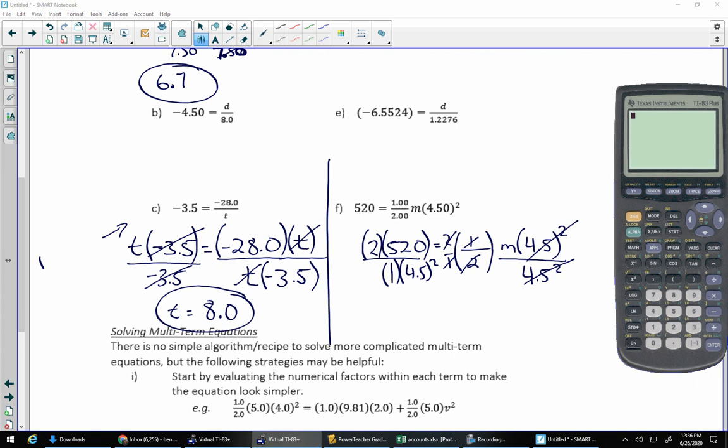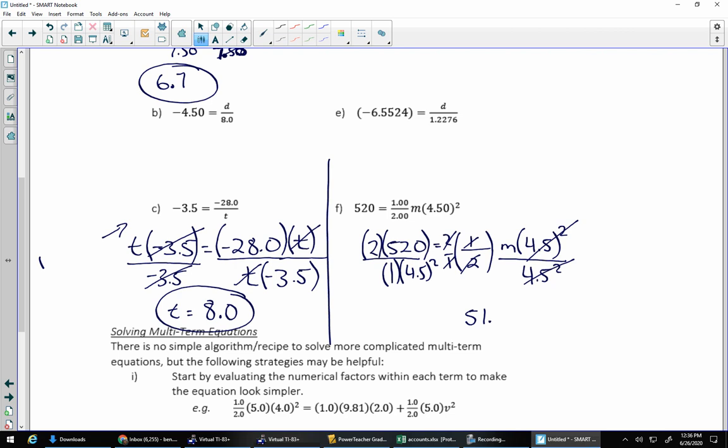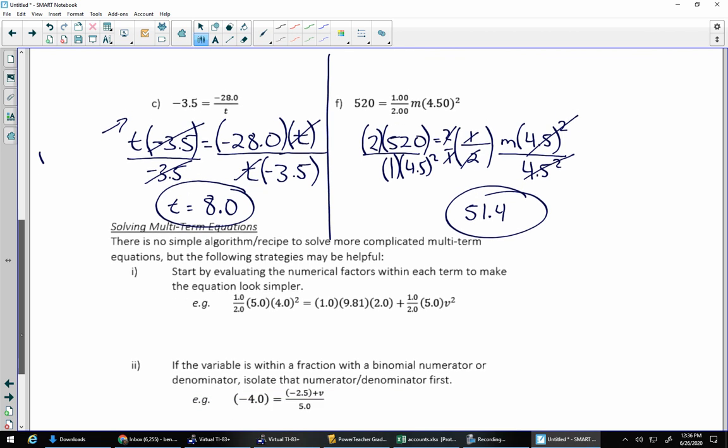But let's see. For now, because I'm just about out of space, I've got 2 times 520 divided by 4.5 squared. Good, good. Double check the calculator. 51.358. Let's see. I think I need 3 sig digs. So 51.4 would be my answer for m. Cool. Okay, we'll just do 2 more here.